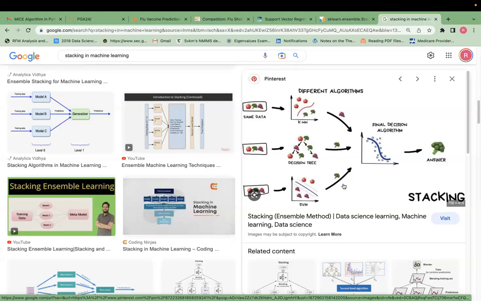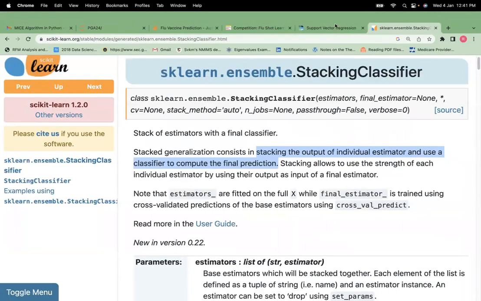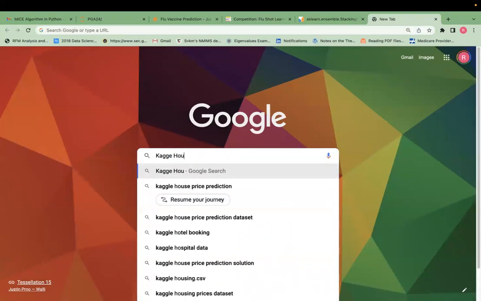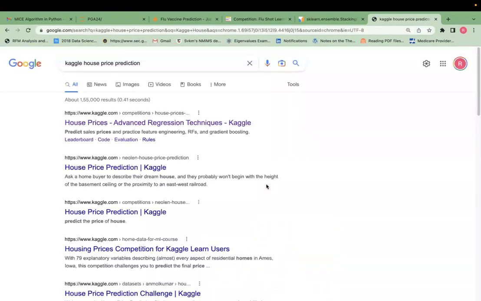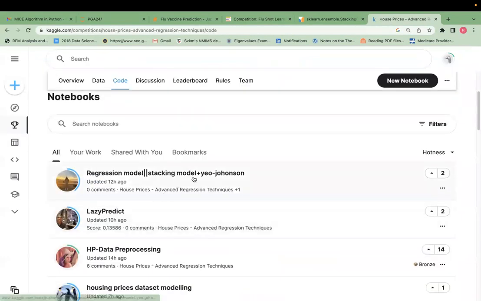You will see such sort of ensembling in the Kaggle house price prediction. If you remember the Kaggle prediction, some people do it. But what I personally found was that it works sometimes, and sometimes it doesn't. So if you look at the code files, see, this guy used a stacking model plus Yeo-Johnson.